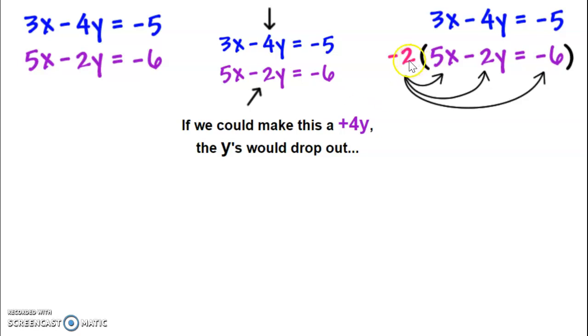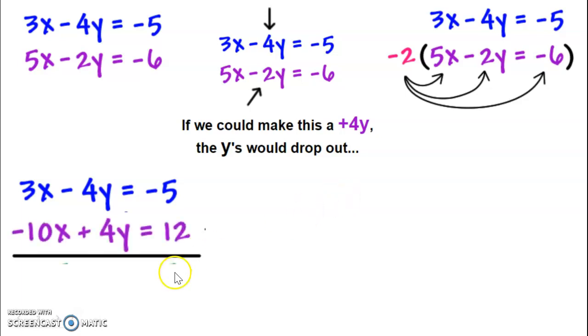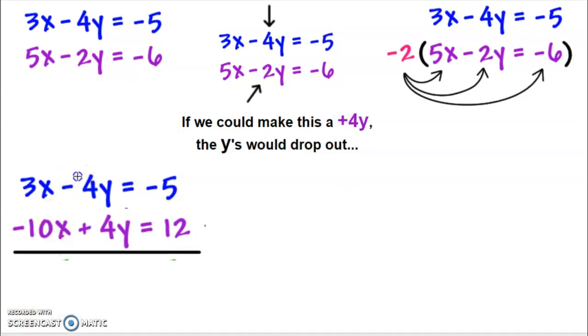Now, remember to distribute the negative 2 to each term inside the parentheses. Once you do, this is what you should end up with. Your original equation of the first one, which is 3x minus 4y equals negative 5. And then after distributing, you're going to end up with negative 10x plus 4y equals 12. Right away, we can zero these y's out, which is exactly what I wanted to do. Now I can do 3x minus 10x, which is a negative 7x because I have more negatives than positives. And negative 5 plus 12 is a positive 7 because I have more positives than negatives on that one.